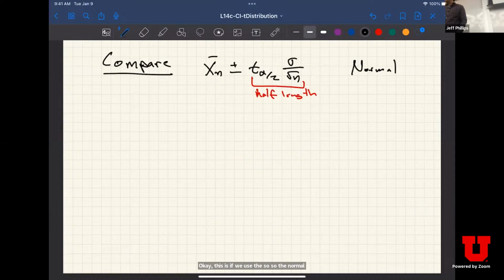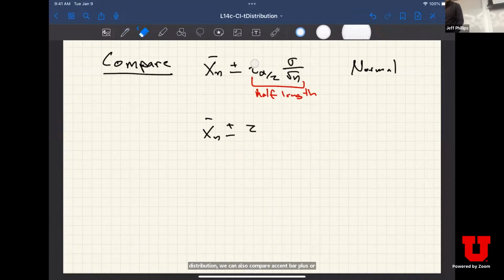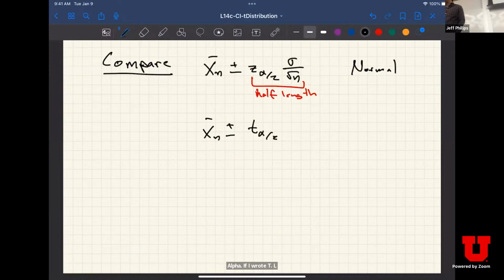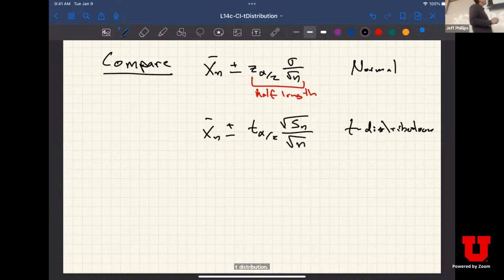We can also compare x n bar plus or minus, oh, I wrote the wrong thing. This should be z alpha over 2, and then the other one is x n bar plus or minus t alpha over 2 times S n divided by square root n. This is with the t distribution. How do these compare to each other?